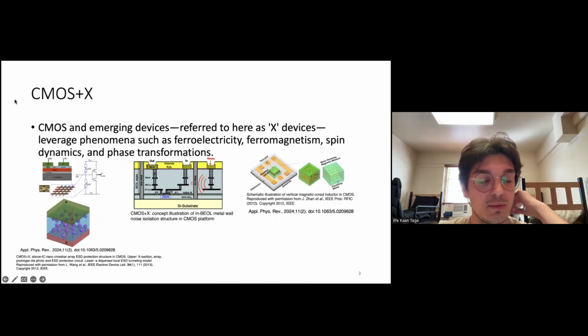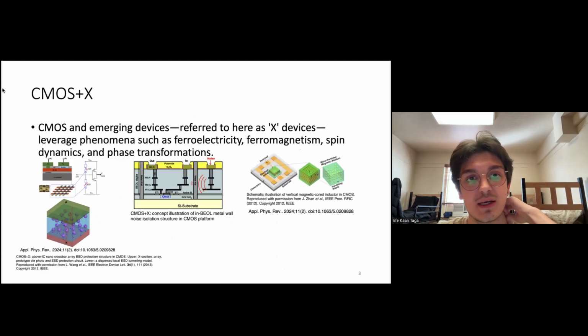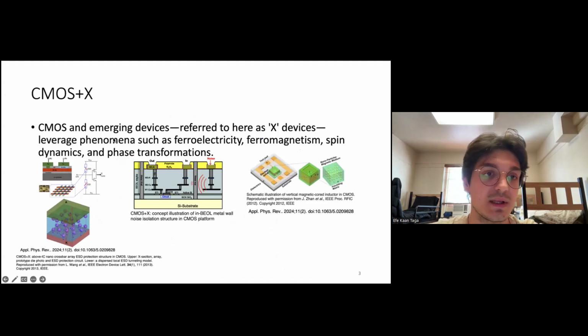we need more specialized models. CMOS plus X is one of them. CMOS on emerging devices, referred to here as X devices, leverages phenomena such as ferroelectricity, ferromagnetism, spin dynamics, and phase transformation. Today we will talk about spin dynamics.